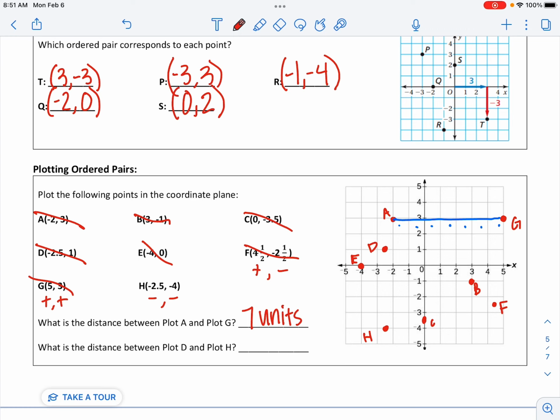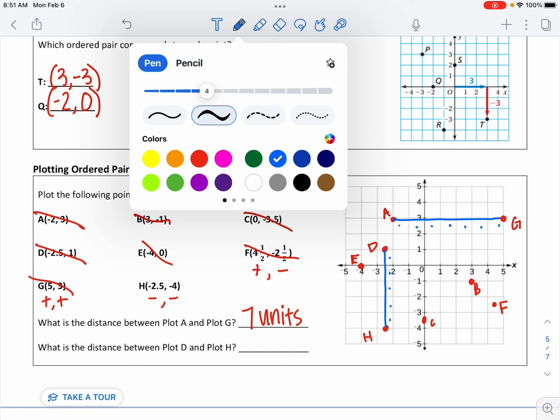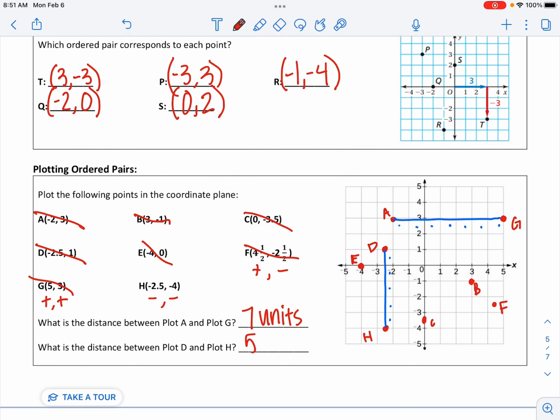Okay. So then it's asking, what is the distance between plot D and plot H? So this is going to be the same thing. We're going from plot D to plot H, and that's 1, 2, 3, 4, 5. So 5 units.